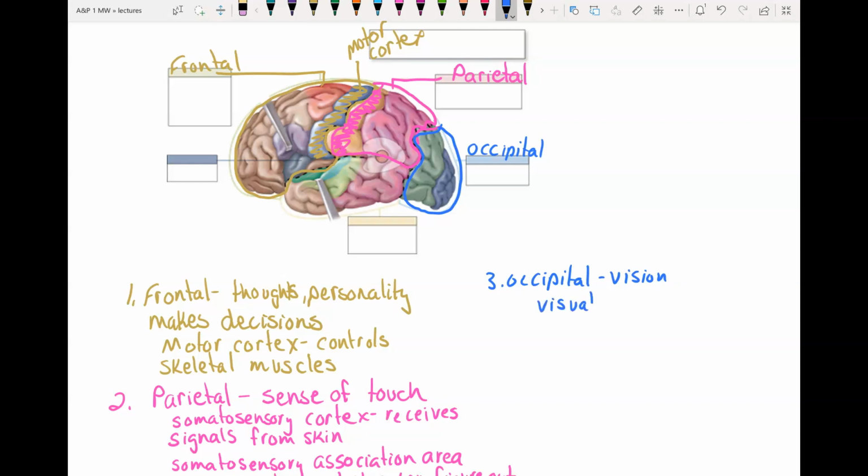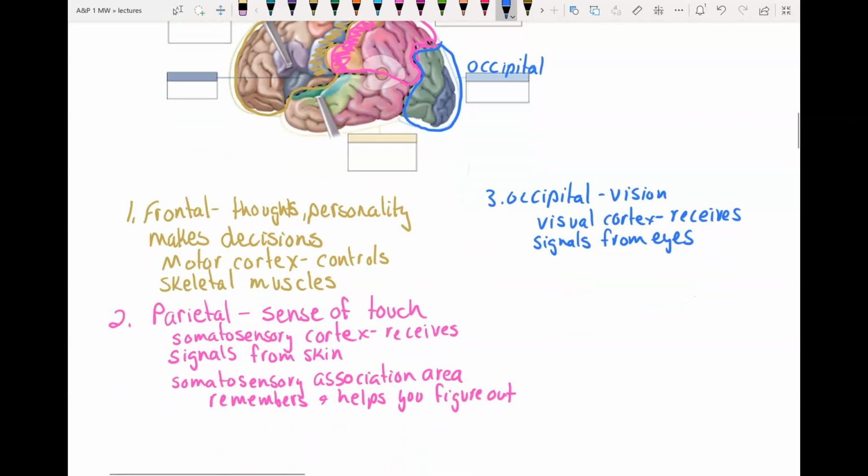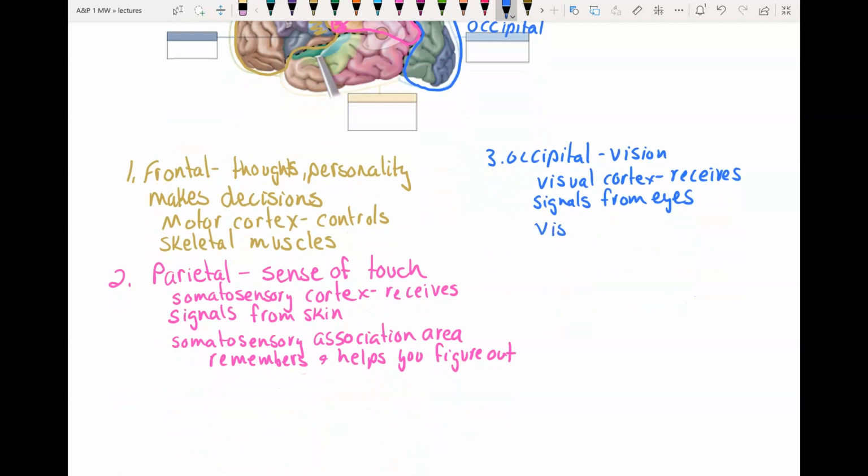So you have the visual cortex. It receives the signals from your eyes. And you have a visual association area. It remembers things and interprets. So whenever you see something, it's taking what you're seeing now, comparing it to what you've seen before to interpret what you're seeing.